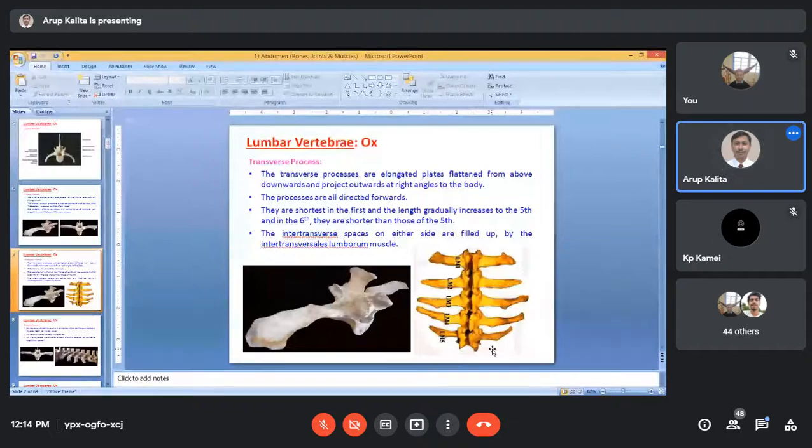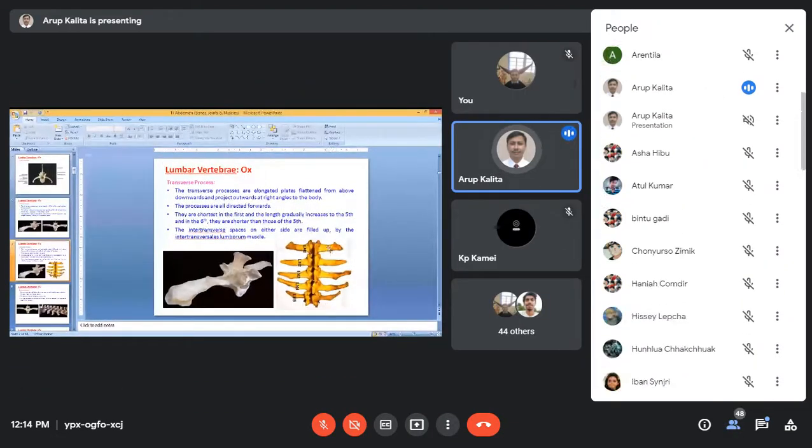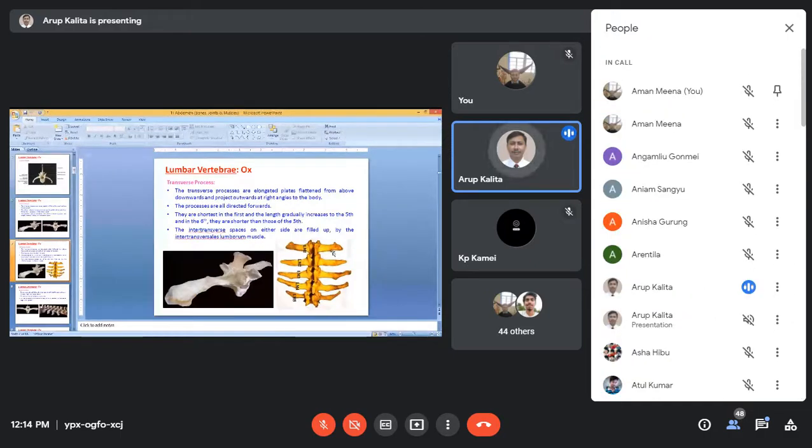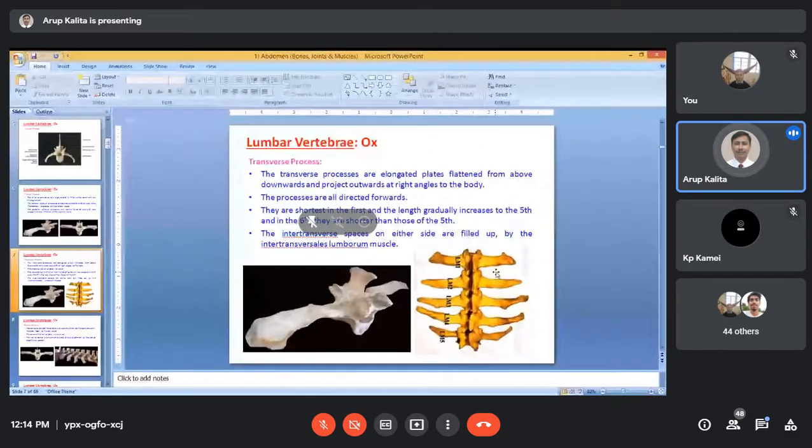And these are the transverse processes of the lumbar vertebrae. In between these, you will get one muscle. The name of the muscle is intertransversalis lumborum. You remember this name. When I discuss the sublumbar muscles, sublumbar means below the processes of the lumbar vertebrae, I will use this terminology, intertransversalis lumborum.